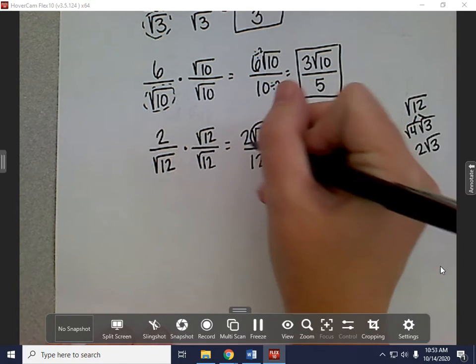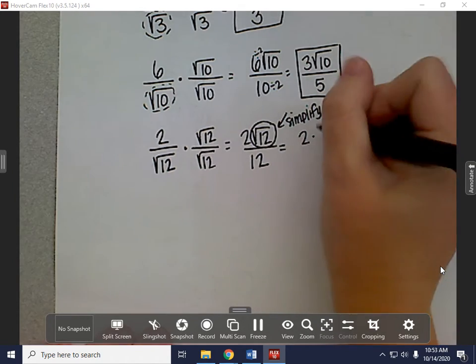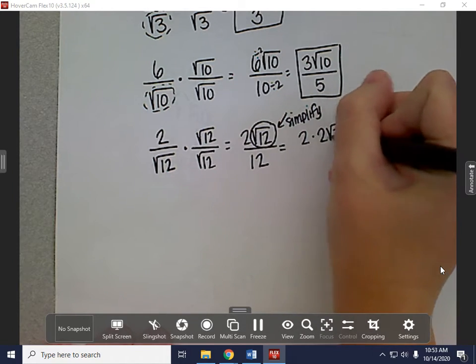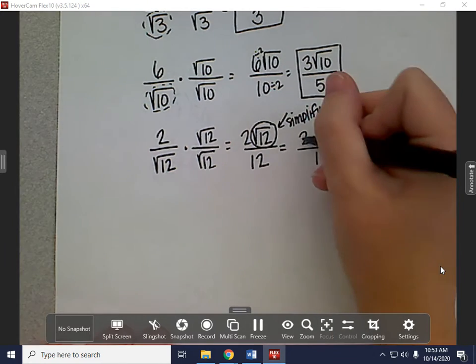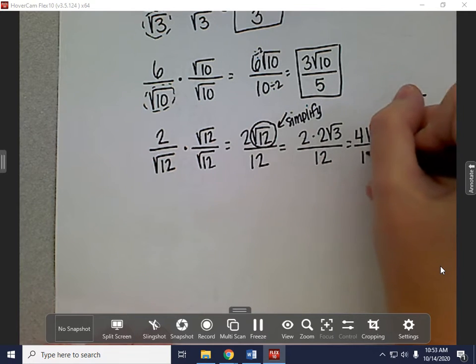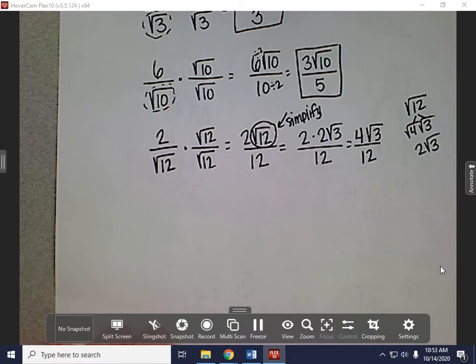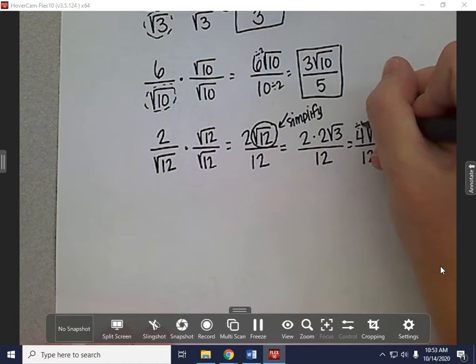So what I would do at this point is say, okay, I have a 2 out in front. I'm replacing the square root of 12 with 2 square root of 3, and that's over 12. So a little bit more simplifying because I can multiply that out, 4 square root of 3 over 12. And then when I get to the end, I see if I can reduce. I'm going to kind of cover that bad boy up. Those are both divisible by 4, right?